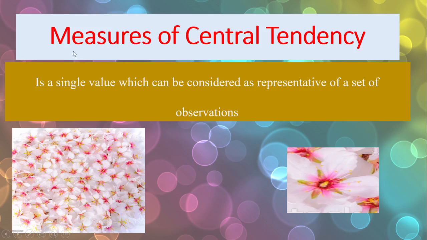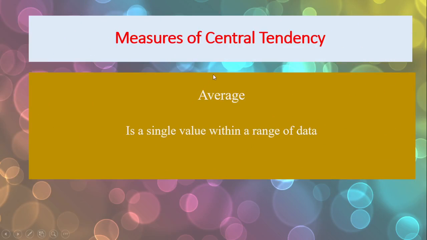So measures of central tendency is where we consider one single value which can represent the entire population. In measures of central tendency, we have a tool called average. Again, average is a single value within a range of data. So what they have given is the data, and out of the data range, we are going to find the average value.